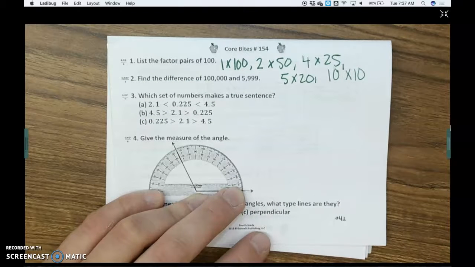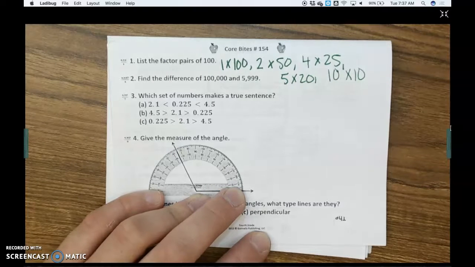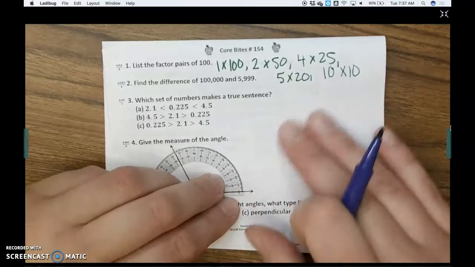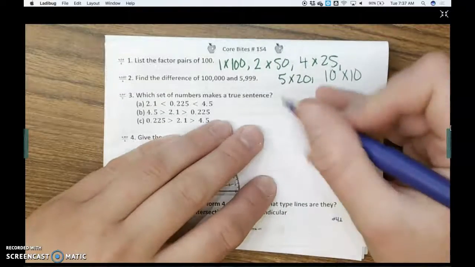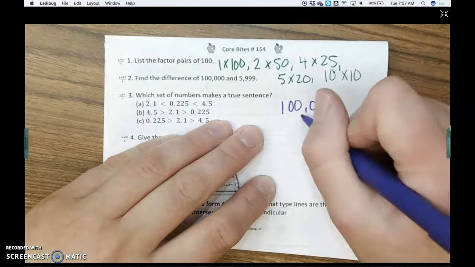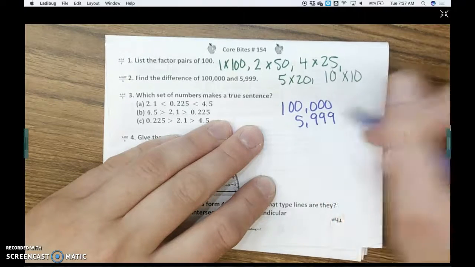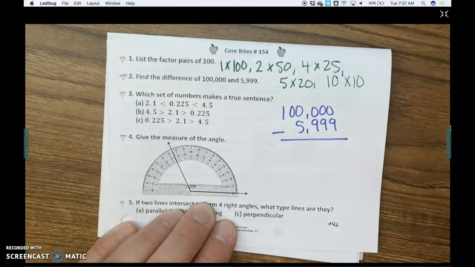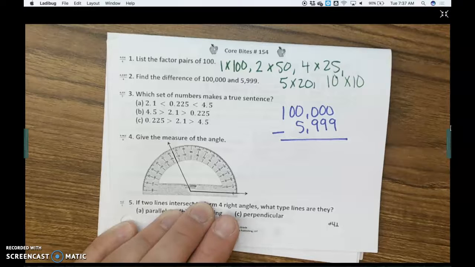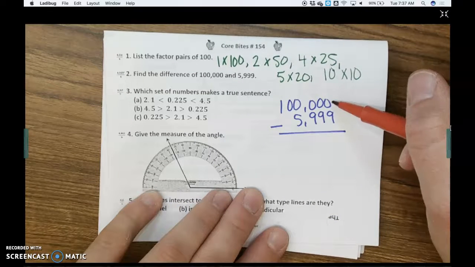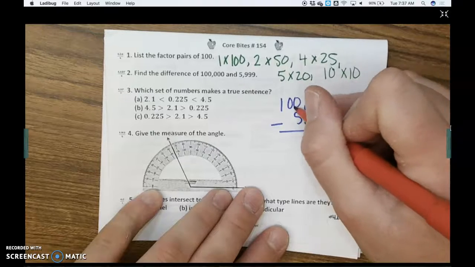Okay? For number 2, it says find the difference of 100,000 and 5,999. For this one, we're going to work it out right here. Your larger number is 100,000. Line it up with 5,999. Difference means you're going to subtract. You're trying to find out what is left. If you notice, you cannot take something from nothing. That's a 0. So you're going to have to regroup and borrow.